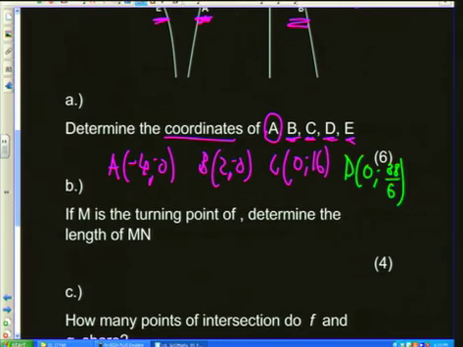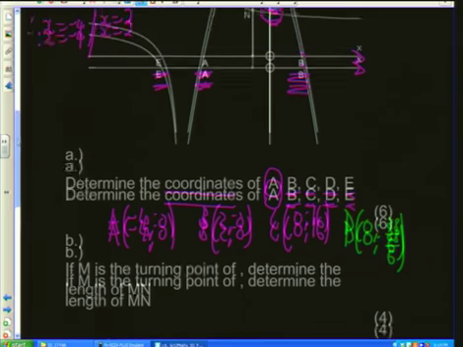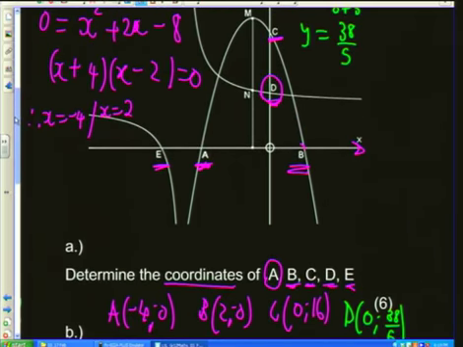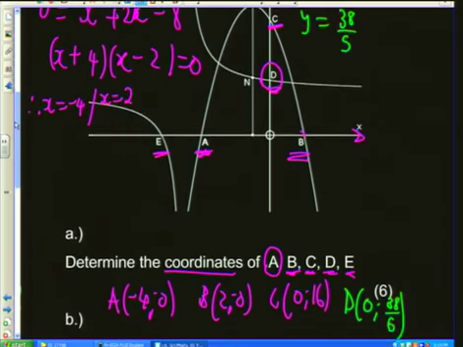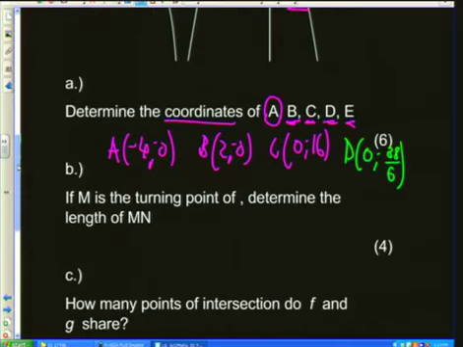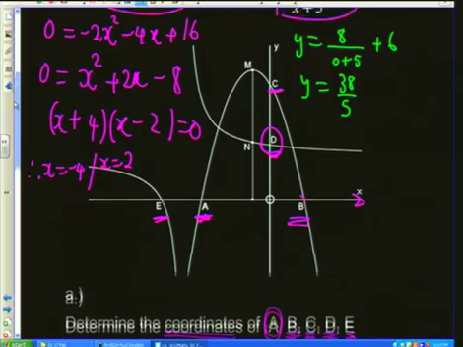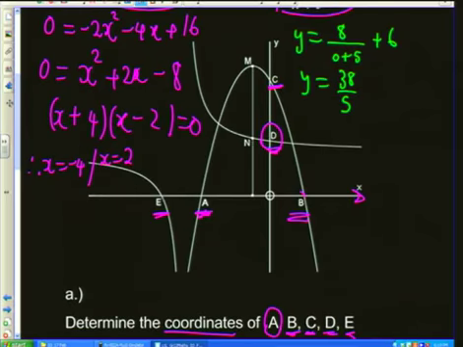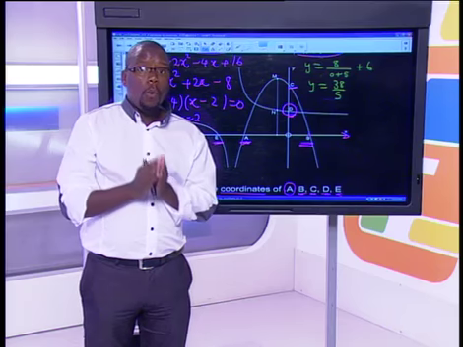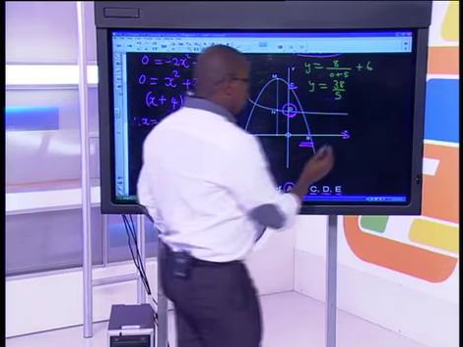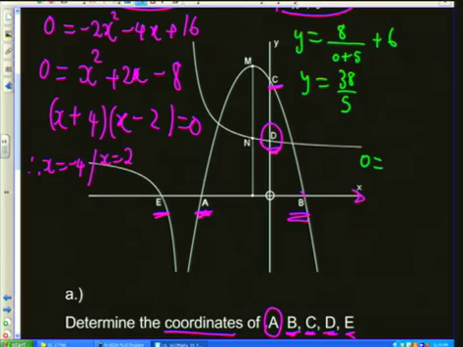Now, we are only left with E. So if you look at E, this is the x-intercept of the hyperbola, right? The equation is y equals 8 divided by x plus 5, plus 6. So at the x-intercept, you make y equal to 0. So we have 0 equals 8 divided by x plus 5, plus 6.